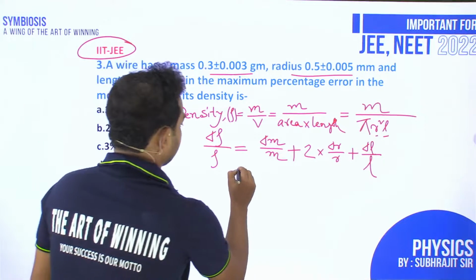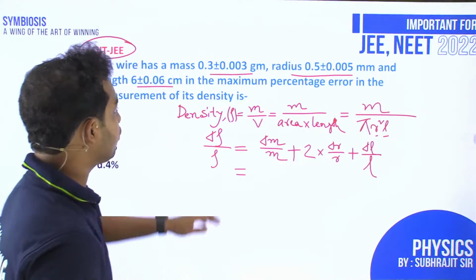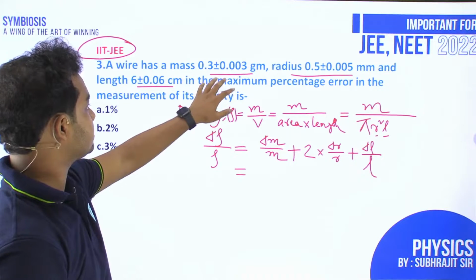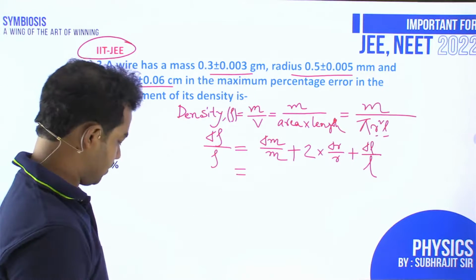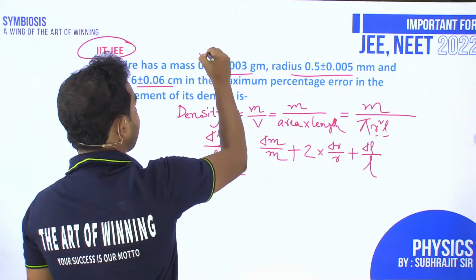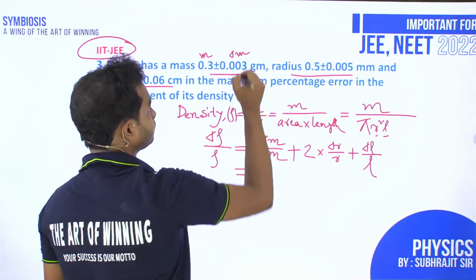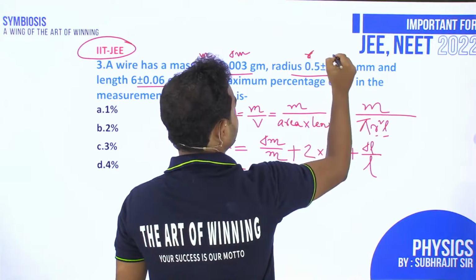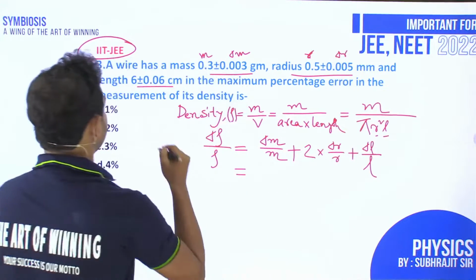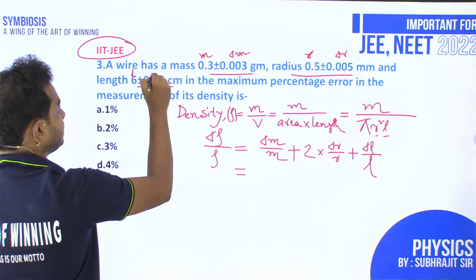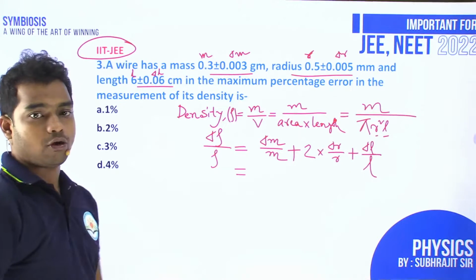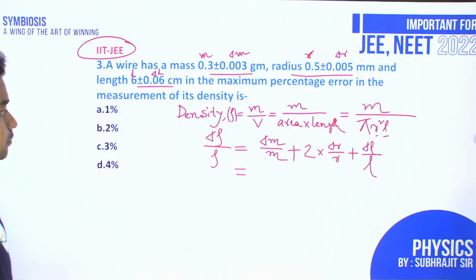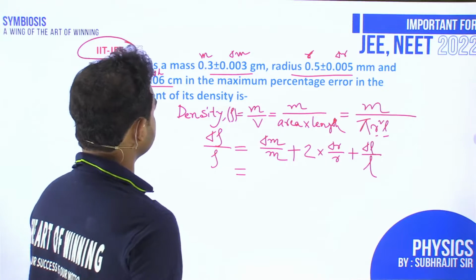Now you see the given quantities here. The wire has a mass of about 0.3 plus minus 0.003 gram. So here this one is m and this one is del m, this one is r and this one is del r, and this one is l and this one is del l. Got it, everyone? Which quantities are given? Okay, now put these values.